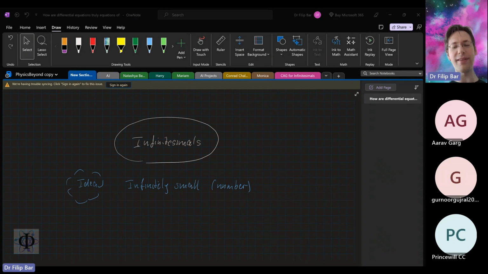Because it's 0, it's also infinitely small. So this is also what we're going to be using in our definition: 0 will belong to the infinitesimals. But can there be something other than 0 that is infinitely small? What does it mean to be infinitely small?